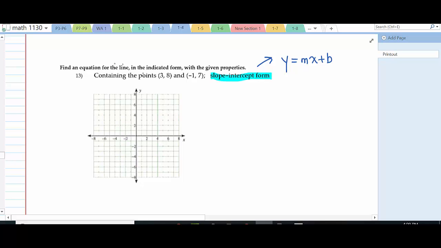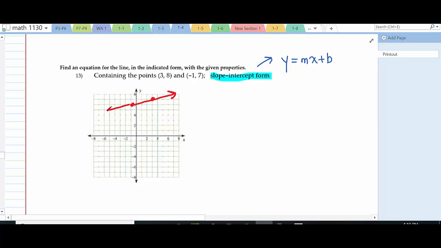All right? So let's go ahead and let's plot these 2 points. So go ahead and do that on your graph. So just go over 3 and up 8. So that's point number 1. Go ahead and do the second point, which is -1 and 7 like that. Okay? And then sketch that like that.